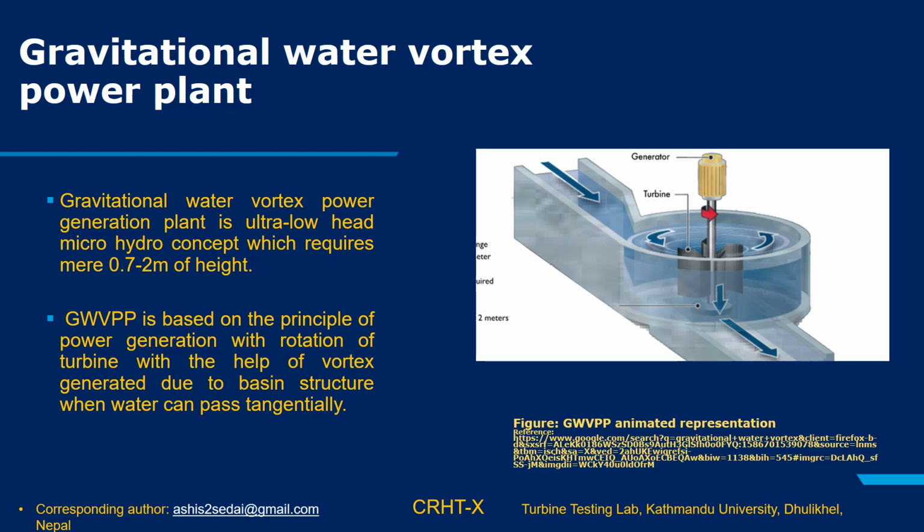So the basic principle for the power generation from this micro hydro is, when water is passed tangentially in a canal, it enters a conical chamber, in which at the inlet a vortex is generated, and that generated vortex helps to make the runner rotate, which ultimately produces electricity.